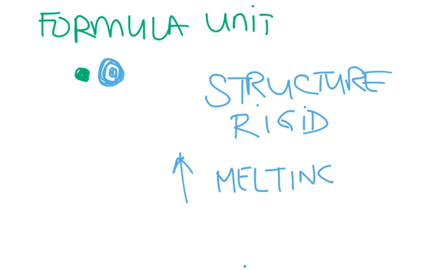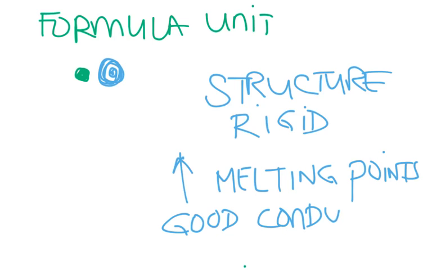Because if you think about it, to melt something, I've got to take those hands that are clasped together and allow them to roll around each other, if you remember what I was doing in class. So if they're really tightly bound, that takes more work. That's a higher melting point. They're also good conductors. Ionic compounds are very good conductors of electricity when we dissolve them in water.